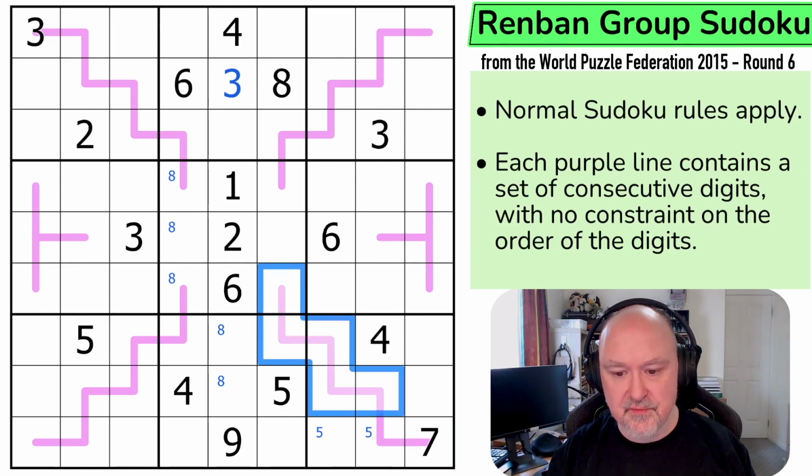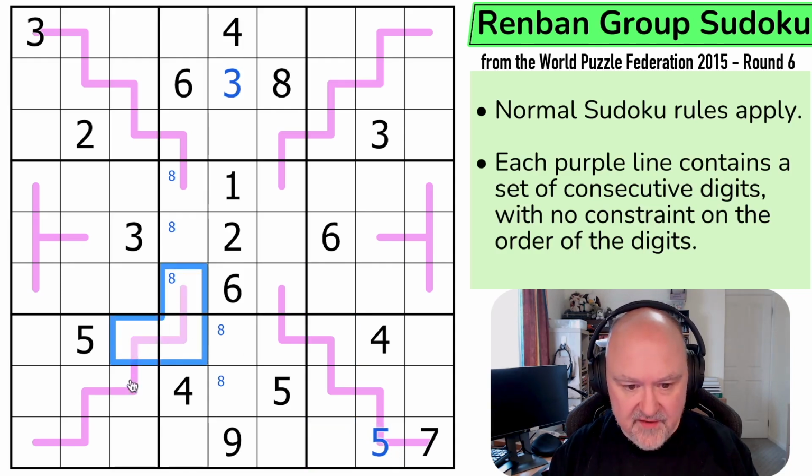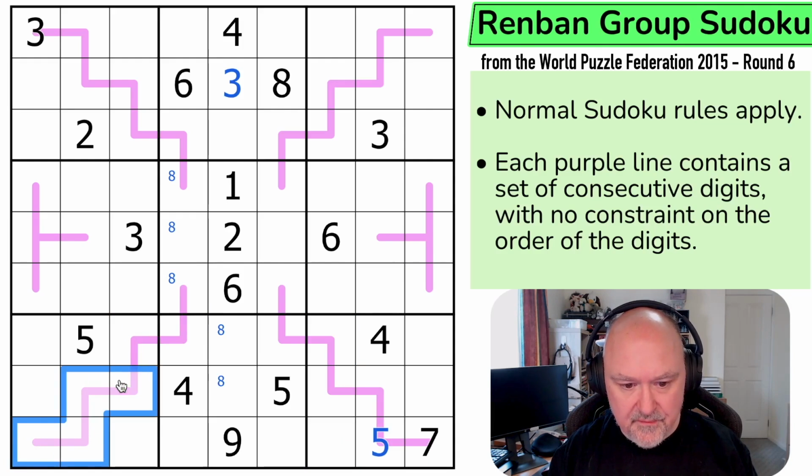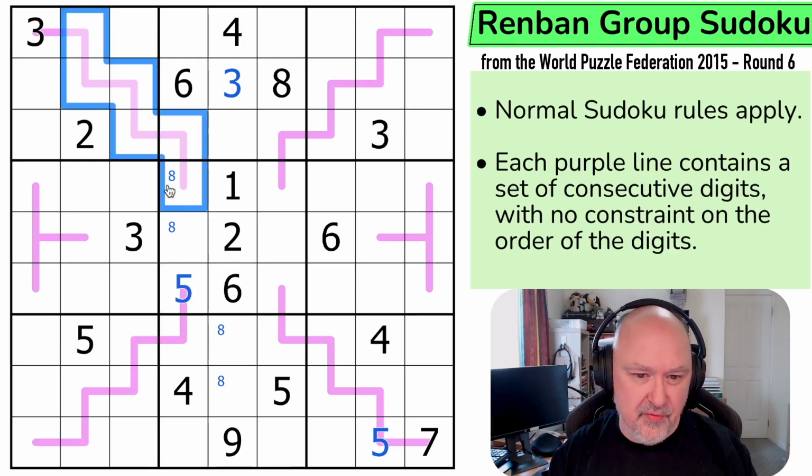This 5 means I can't put 5 here. The only cell available to put the 5 is there. 5 must appear on this line. Well, I can't put 5 because this is also a 7-cell line. I can't put 5 in any of those and that 5 sees that one. So this actually becomes a 5. I must put 5 on this.